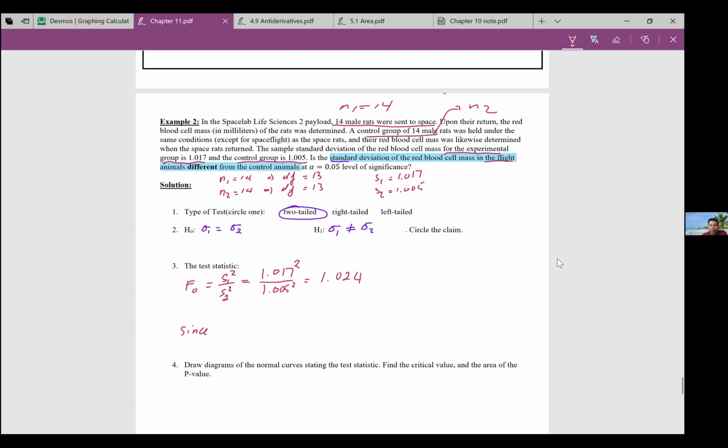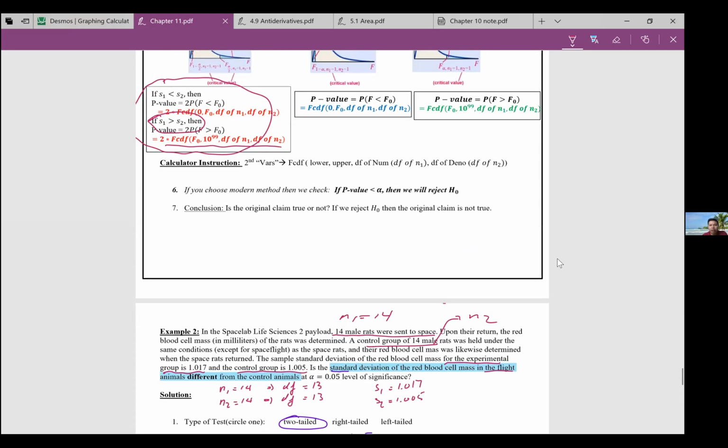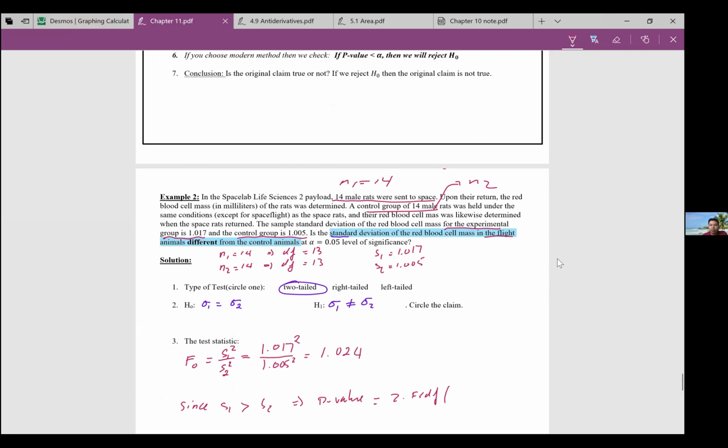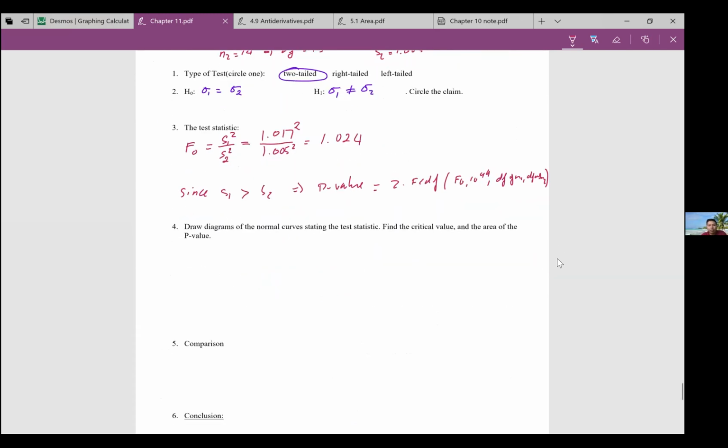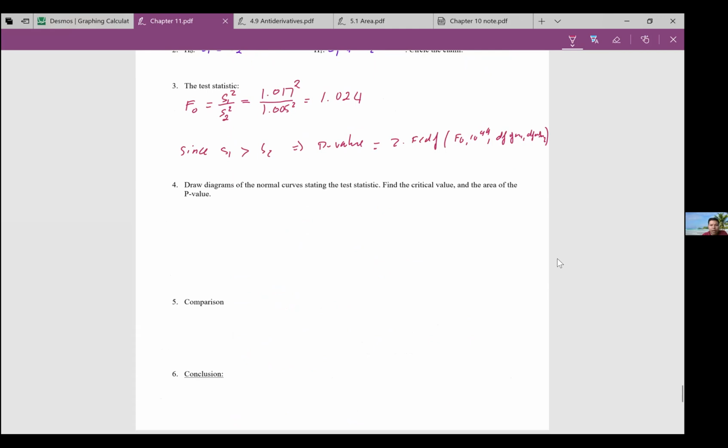Okay, so since S1 is bigger than S2, the p-value will be 2 times F CDF, whatever that formula tells us, right? F naught, 10 to the 99, degrees of freedom of N1, and then degrees of freedom of N2. So those are the formulas we're going to use here. All right, we got that out of the way, because again, that only applies to two-tail.